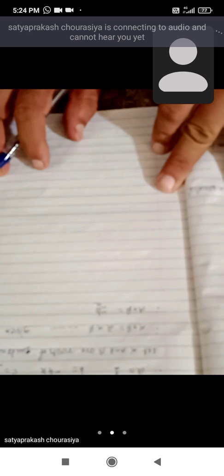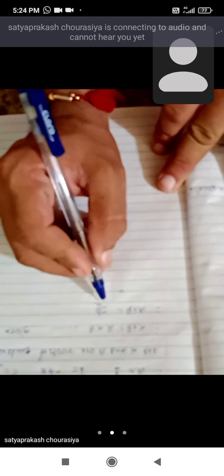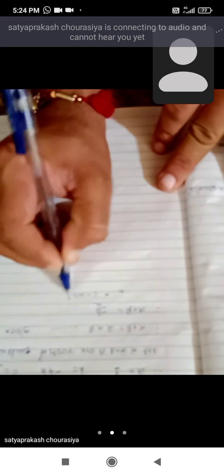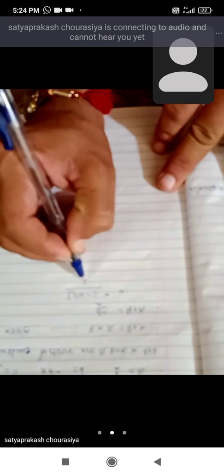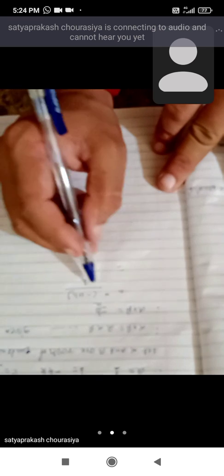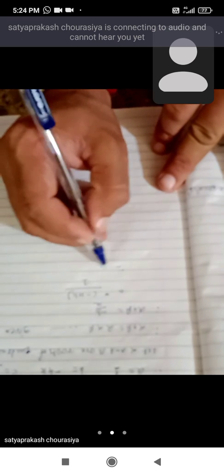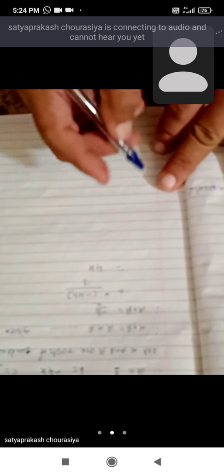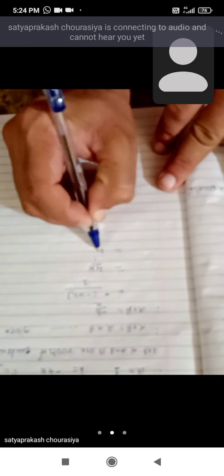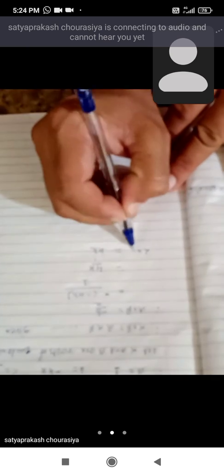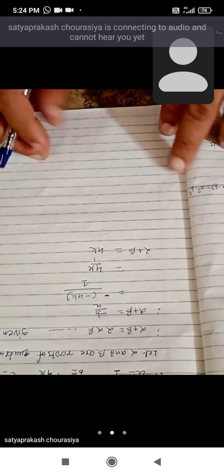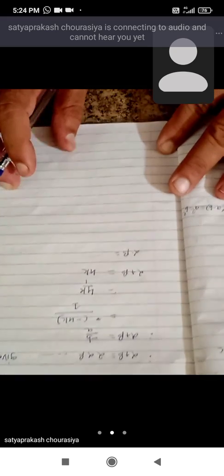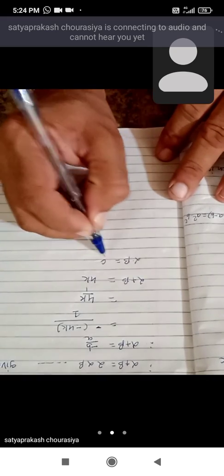Minus b upon a. So therefore minus, now what is the b value? Minus 4k upon a value, which is equal to 1. So minus into minus becomes plus 4k upon 1 is equal to 4k. So alpha plus beta value is equal to 4k. Now we also know that alpha into beta is equal to c upon a.